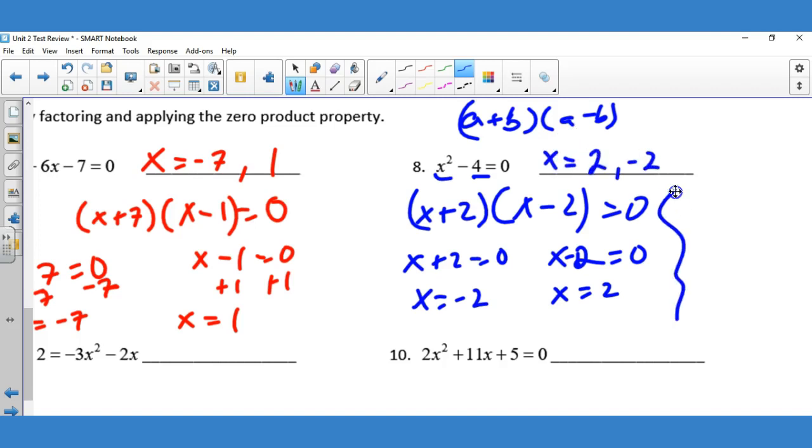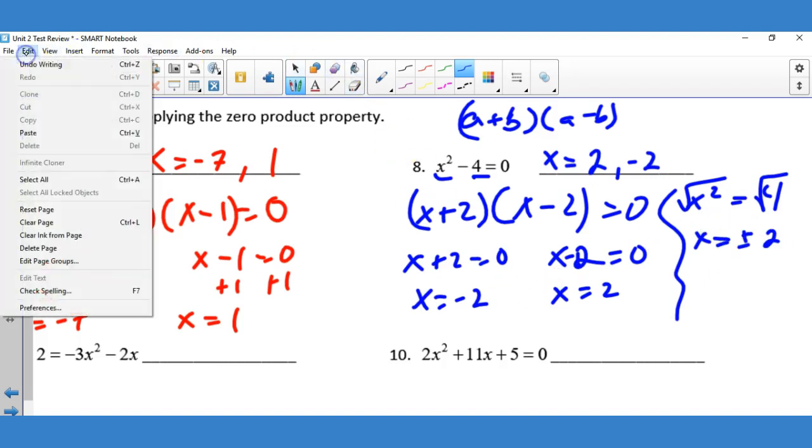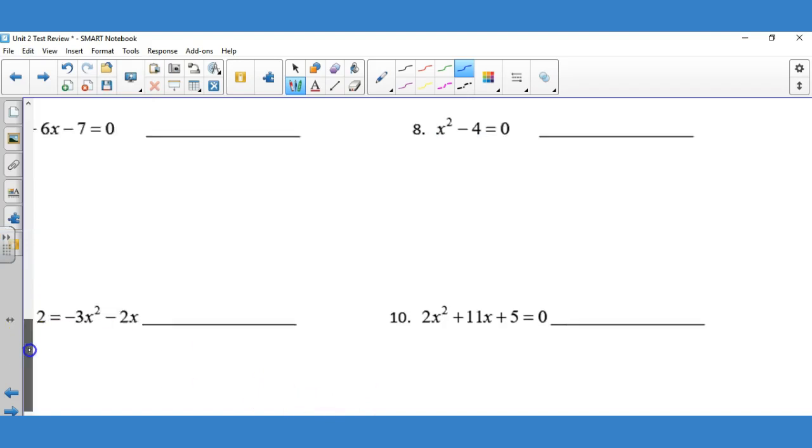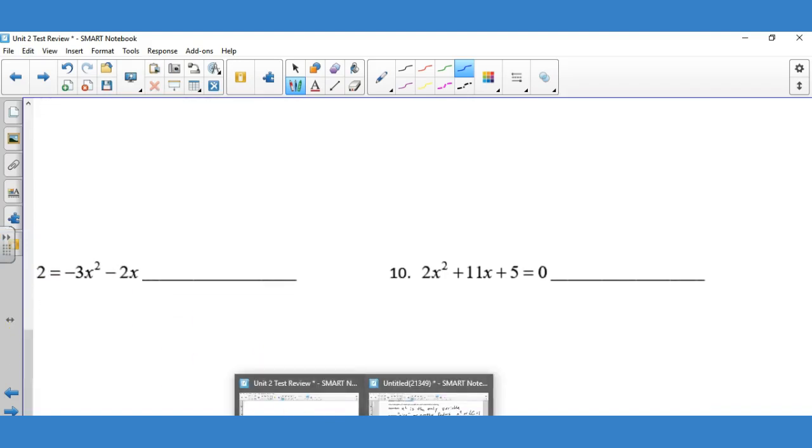The other way to do it is you could simply solve that using the square root method. Add 4 to the other side, so you have equals 4. Then take the square root: x equals plus or minus 2. So positive 2, -2, positive 2, -2. A couple different ways to do that. All right, number 9.